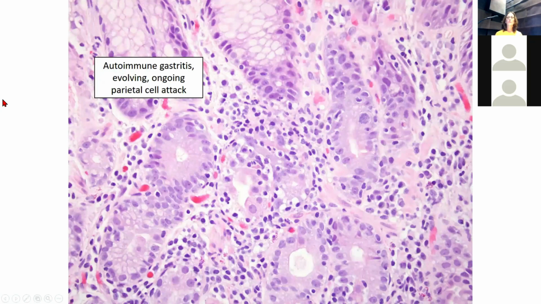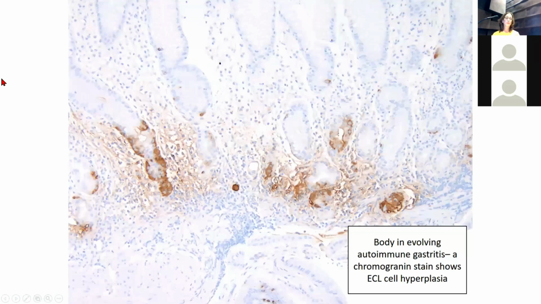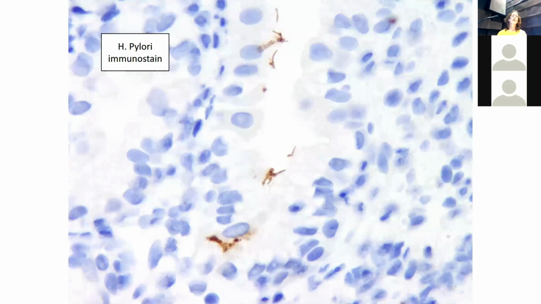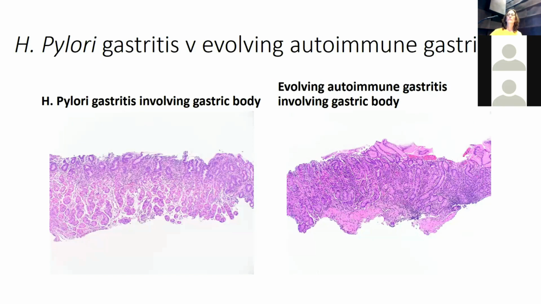So this is just another image showing this attack on parietal cells, this vicious attack. Here's one that's apoptotic. These guys are being picked on, and we're in the body. And in this particular patient, this is the chromogranin stain, and you can see this nice enterochromaffin-like cell hyperplasia that confirms that there's, in all likelihood, hypergastrinemia because of parietal cell loss. And this particular patient had H. pylori. Again, the data on what eradication does or doesn't do are not that great. They're more epidemiologic.